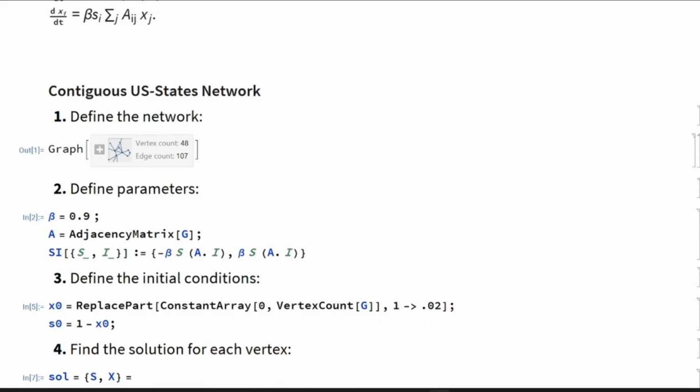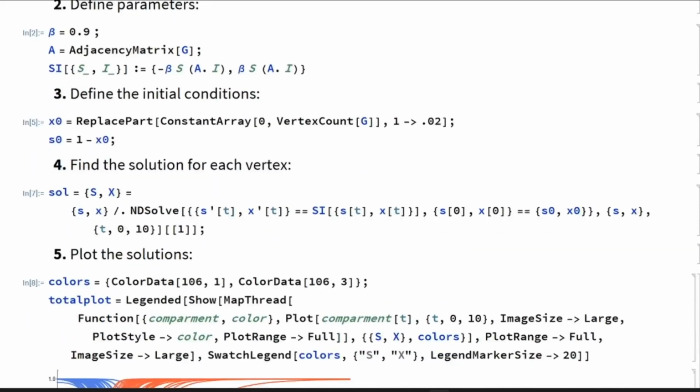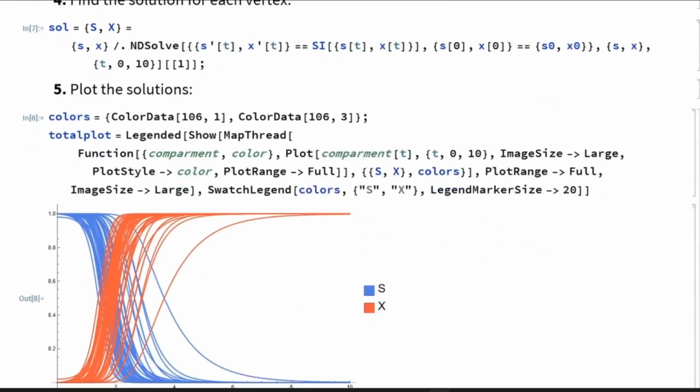So if we try to run the simulation for a disease that follows the SI epidemic model, like on the US state continuous network, where the vertices are the states and the edges represent the adjacency between these states, we just need to define the network, define the parameters, the parameter beta, the adjacency matrix, and the model. We also define the initial conditions, we find the solution for each vertex, and we plot the solution.